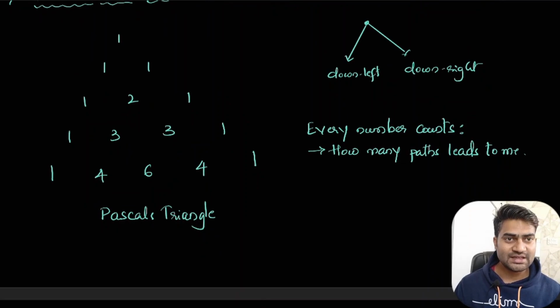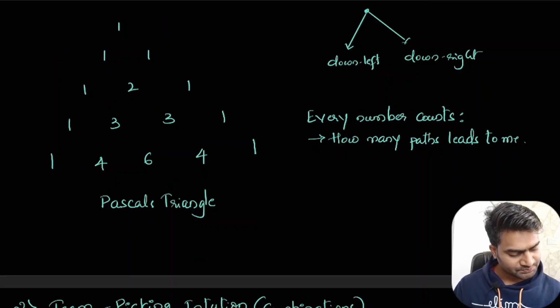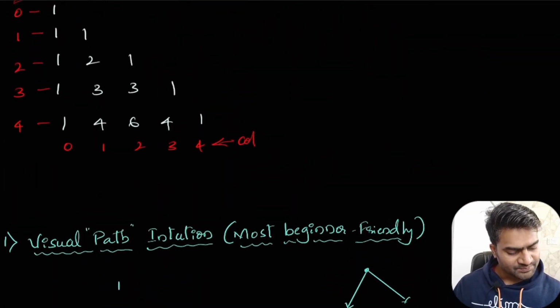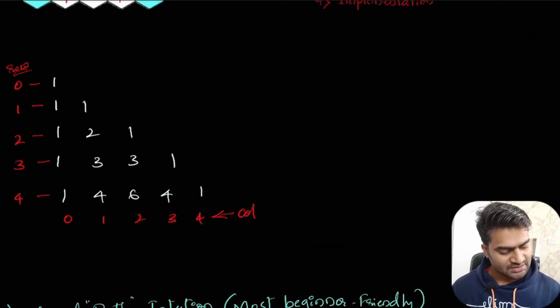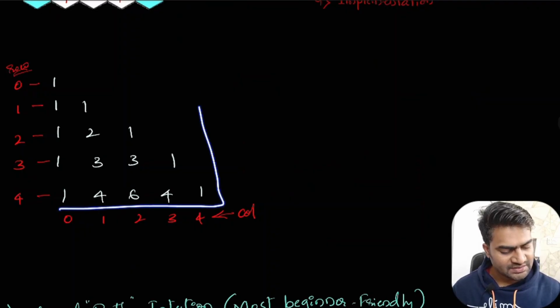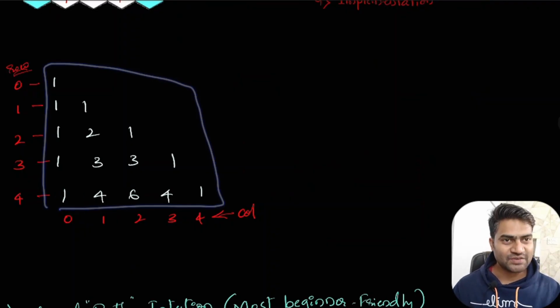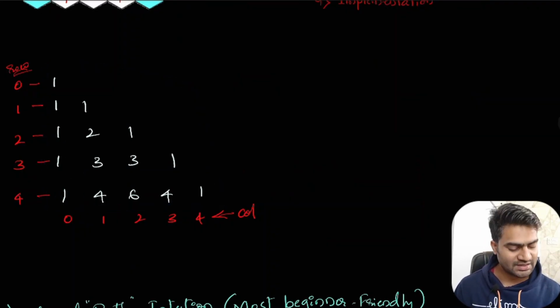So if that is the case, now how to implement this particular Pascal triangle? Now what I will do is rewrite this Pascal triangle in a slightly different way. This is how we represent the triangle programmatically.